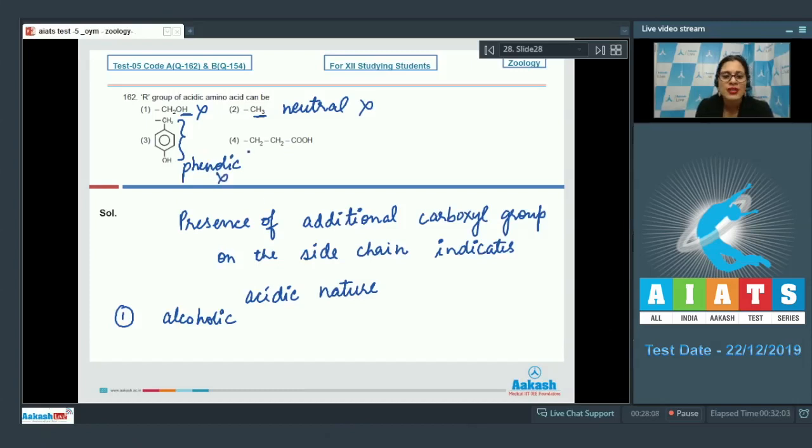Whereas in the last option, side chain represents CH2CH2COOH. That means additional carboxyl group. So this is a correct answer to our question, which represents acidic side chain or R group of acidic amino acid. So the correct answer to this question is option number 4. Let's move on to the next question.